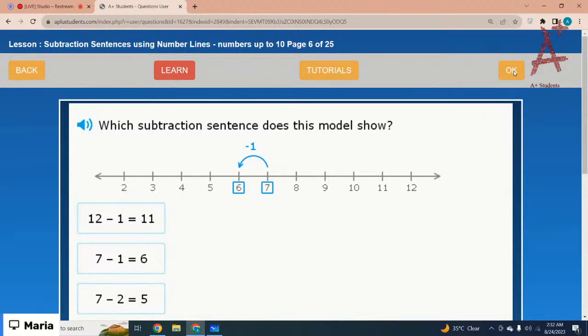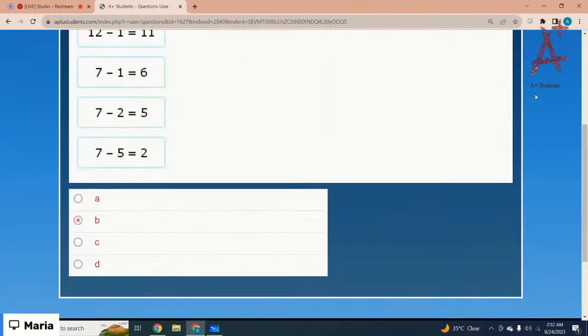Which subtraction sentence does this model show? So which is the correct option? You started with 7, you go back 1, and you are left with 6. So it would be 7 take away 1 equals 6. Option number 2 is the correct option. 7 take away 1 is 6. B is the correct option.